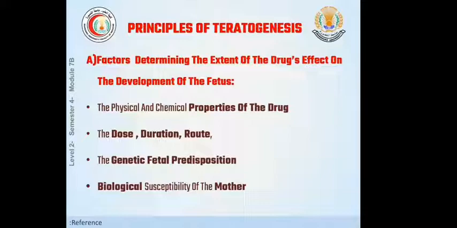Number two is the dose and the duration of the drug. All teratogens have a threshold dose below which the adverse effect will not occur. Also, as we have said, the maternal and fetal drug concentrations depend on the amount of the drug that crosses the placenta. So, according to the dose, it will be the amount of the drug reaching the placenta, according to the other factors we have mentioned.